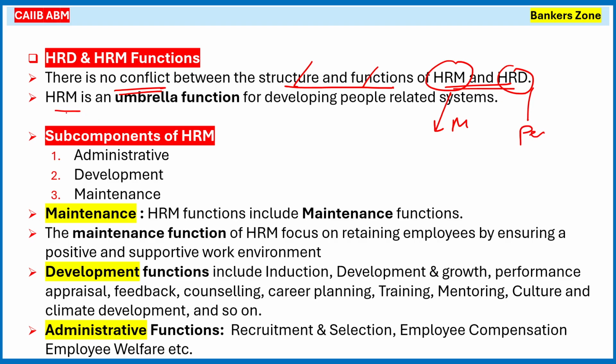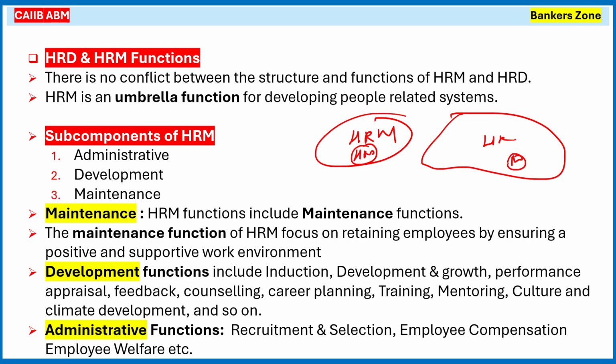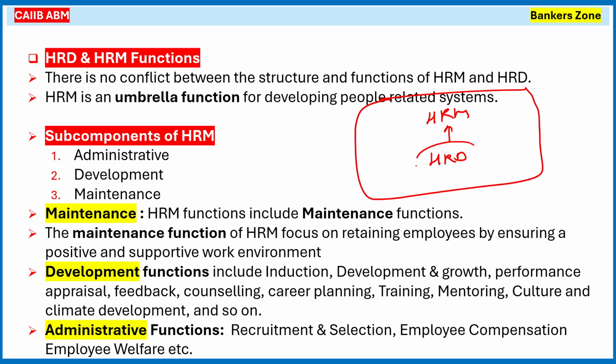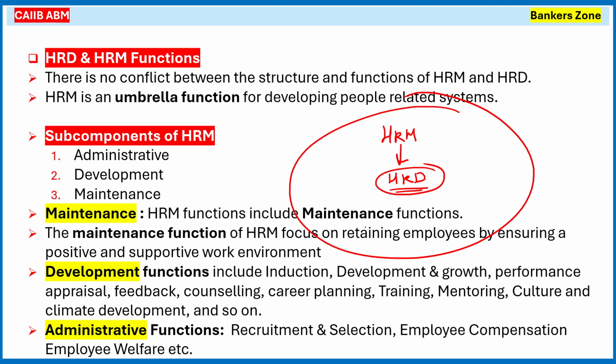HRM is the umbrella function for developing the people-related systems. I repeat, HRM is the umbrella system. So I can say that under HRM there is HRD, because HRM is a big subject, whereas HRD is small. So HRD is a subsystem of HRM. HRM is a bigger concept. HRD is a part of HRM only. In another way, HRD is a subsystem of HRM.